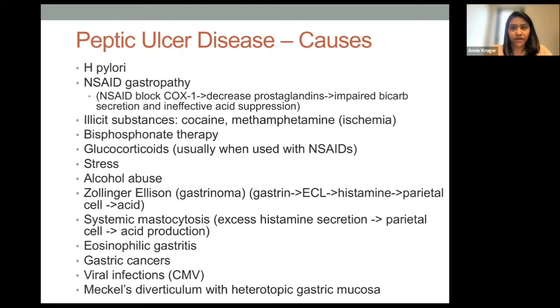So let's talk about peptic ulcer disease. So very, very common disease in the population, but has various causes, right? And the most common of those is probably infection with Helicobacter pylori. But the next most common is likely NSAID gastropathy. And what happens there? Well, NSAIDs tend to block the COX-1 enzyme, and that decreases the production of prostaglandins in the gut, and that impairs appropriate bicarb secretion, and the lack of that mucus layer that contains the bicarb leads to basically ineffective acid suppression.